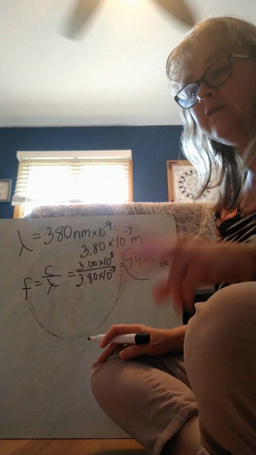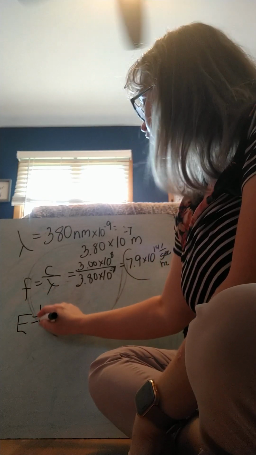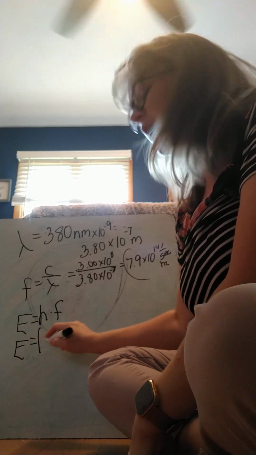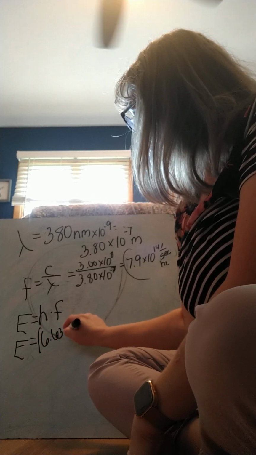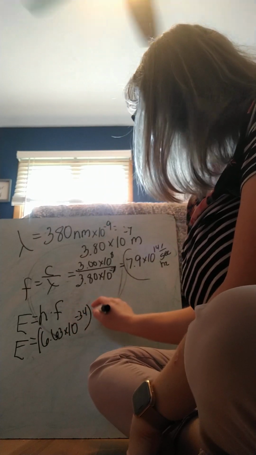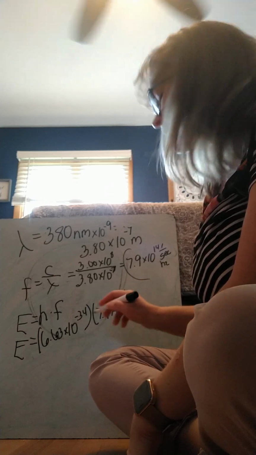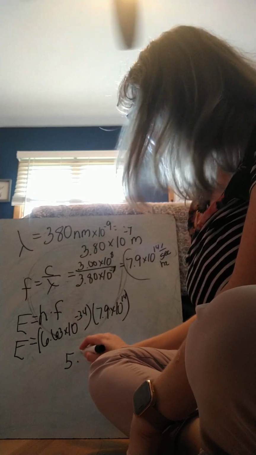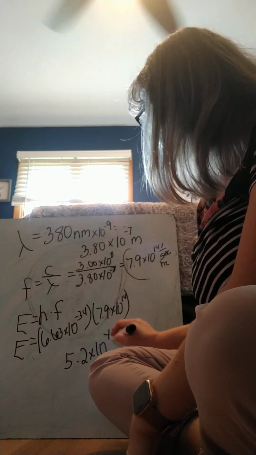Now that we know our frequency, we can put it in our energy equation. It's just a 2-step problem here. Energy is H times F. So energy equals that H constant, which is 6.63 times 10 to the negative 34th times our frequency, 7.9 times 10 to the 14th. Again, another time to just make sure your calculator's working right. When you put that in, you should get 5.2 times 10 to the negative 19th.